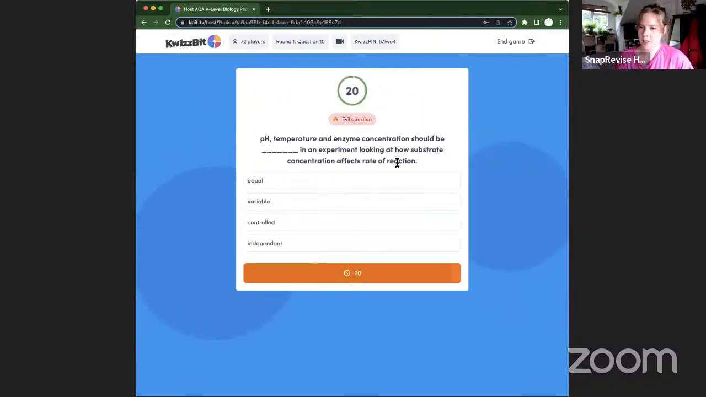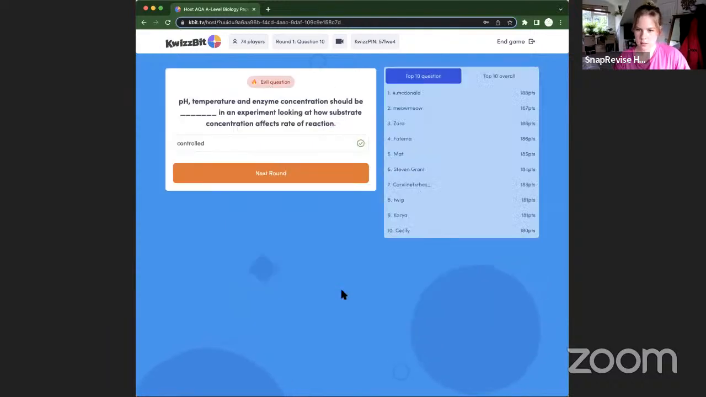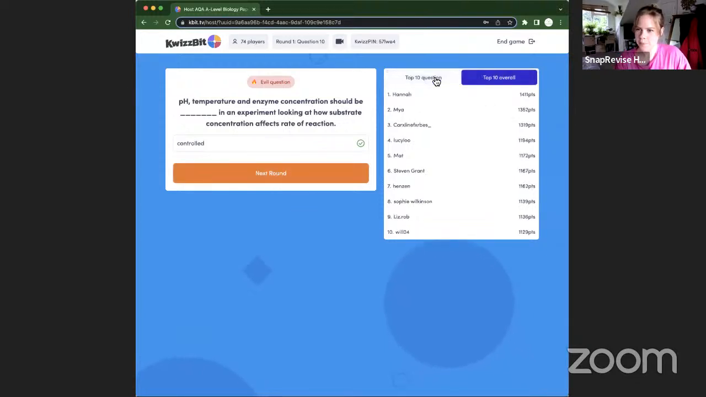Okay, pH, temperature, and enzyme concentration should be what in an experiment looking at how substrate concentration affects the rate of reaction? Some practical tests here. Make sure, if you haven't already, that you take a good look at your practical handbook and that you know all of your practicals that you will be tested on, why you do them, which parts of the practical need to be controlled, and so on. Practical knowledge is where marks often get dropped. They need to be controlled. Well done, Ewan. You're at the top for that one.